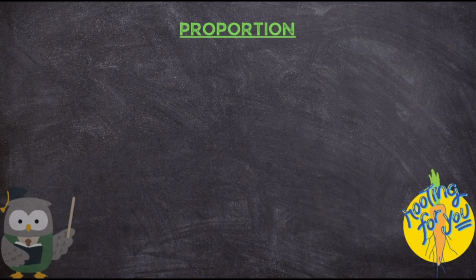Now let's check the topic proportion. Proportion means what? Proportion means you can simply say equal. Okay? Proportion is nothing but equal. Now what is equal over here? See, we are talking about the term ratio and proportion, right? So here proportion is with which term? Ratio. That means over here you are going to find whether the two given ratios are equal or not.